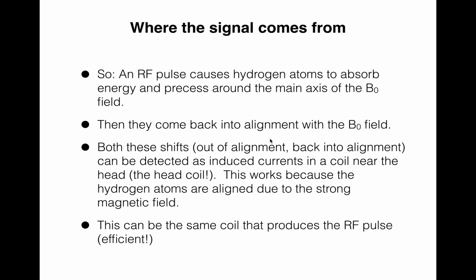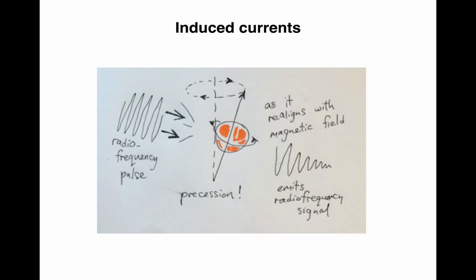Both of these shifts, getting kicked out of alignment and then gradually coming back into alignment, can be detected as induced currents in a coil near the head. This is called the head coil in the scanner. The only reason this works is because the hydrogen atoms are all aligned, so they're all doing the same thing at the same time, and it produces enough of a signal that we can pick it up. We often end up using the same coil that produces the radio frequency pulse, like a little antenna. It also picks up the induced current. So here we go, our little doodle: the radio frequency pulse causes the atoms to absorb energy, and as they realign with the magnetic field of the scanner, they emit a coherent radio frequency signal at this frequency that can get picked up.